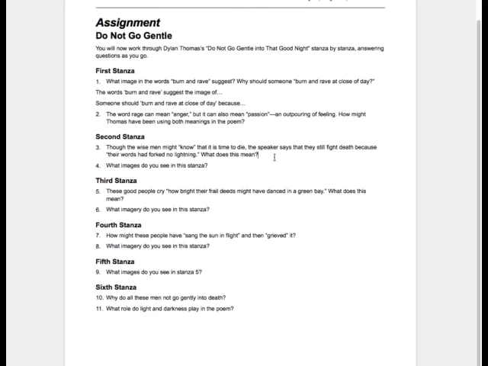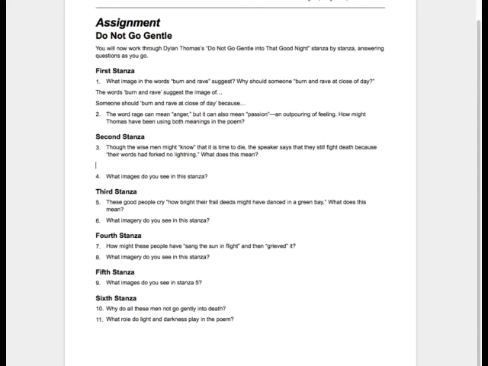So here, number 3 is asking about that specifically. Though the wise men might know that it's time to die, the speaker says that they still fight death because their words had forked no lightning. So what does that mean? So here, you would say, their words had forked no lightning means.